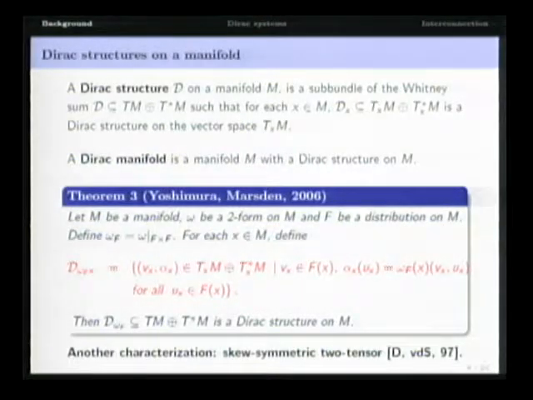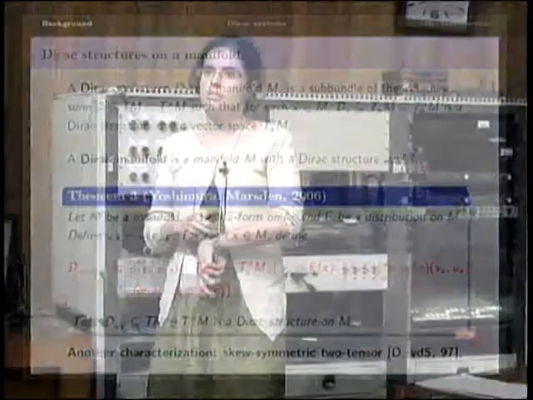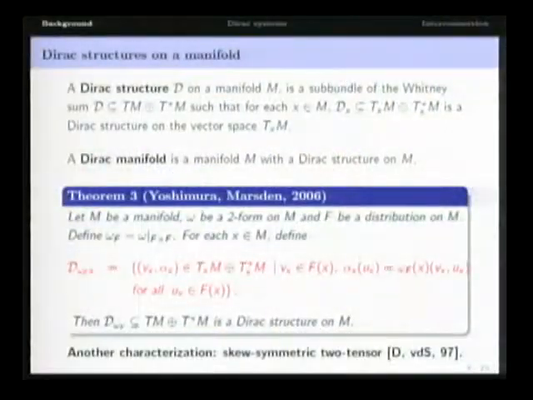It must happen that at each point x in M, this subspace is a Dirac structure for the tangent space of M at x. And then this is the name: a Dirac manifold is a manifold M associated with a Dirac structure on M. There are two kinds of Dirac structures we can talk about. One comes from a symplectic structure, and one comes from a skew-symmetric two-tensor related to the Poisson tensor pi, because the notion of Dirac structure gives us a unified formalism to study the generalization of symplectic geometry, which includes presymplectic and Poisson geometry.